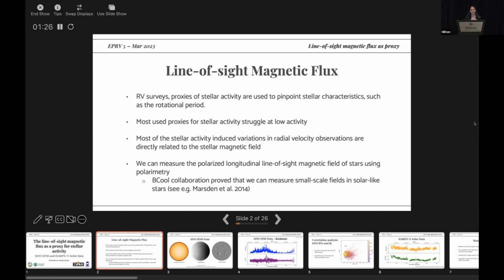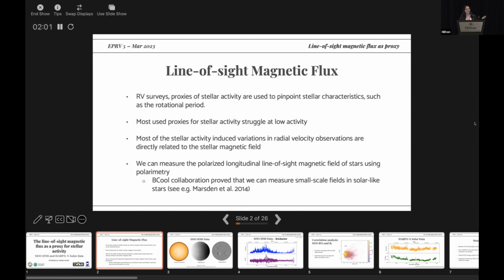At the same time, we know that most of stellar activity-induced variations in radial velocity are in a way directed or related to the stellar magnetic fields. So how about we use the information directly from the magnetism of the star? We know that polarimetry allows us to measure Stokes profiles and therefore longitudinal line of sight magnetic fluxes. And the BCOL collaboration, among others, has shown that we can measure it for small scale fields in solar-like stars.